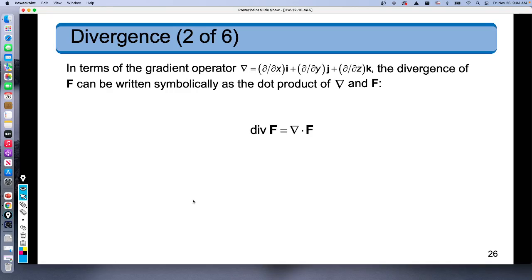And we can think of this also in terms of the gradient operation. When we did this little del, we're taking the partial with respect to x, partial with respect to y, partial with respect to z, and then we're going to do a dot product with the function itself. Okay, so the divergence is the del operator dotted with the function.